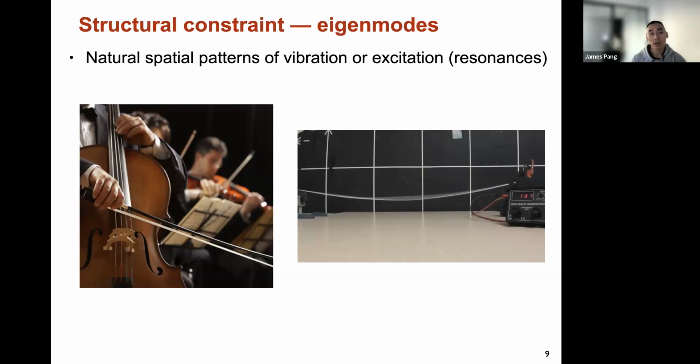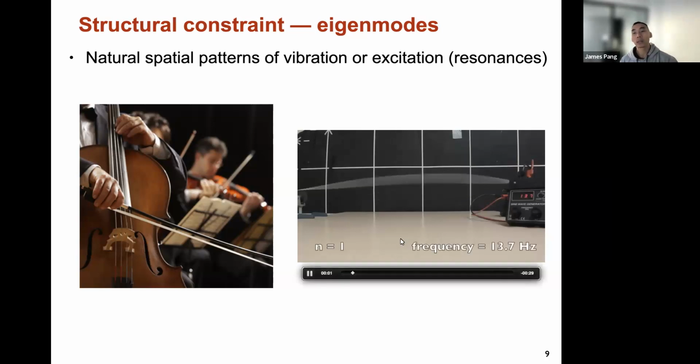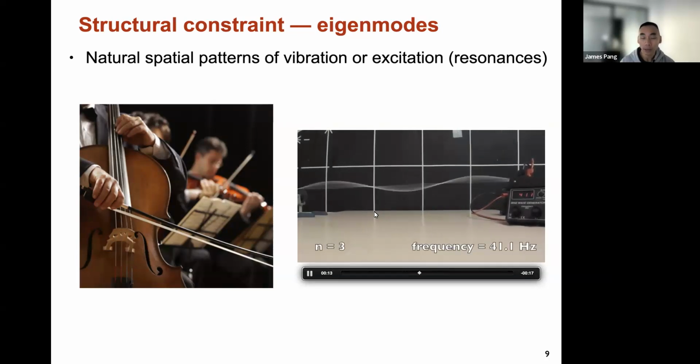In physics and engineering, this is a common problem where you can investigate these constraints by what you call eigenmodes. Basically every system has its own eigenmodes, which correspond to its natural spatial patterns of vibration or excitation. So take, for example, a violin string, and if you pluck it, you would see the emergence of these distinct patterns that vary if you change the frequency of plucking of that particular string.